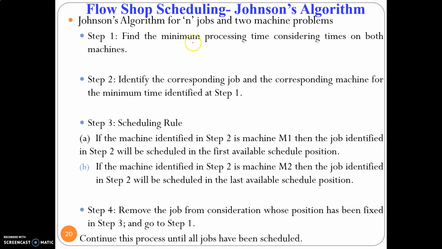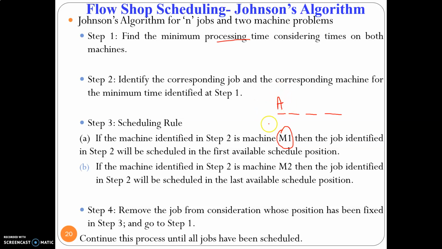Step 1: out of these 2 machines, we have to find which job has the minimum processing time. In both the machines, let me repeat, out of the n jobs, which has the minimum processing time. Then if the minimum processing time occurs in machine 1, assign the job to the start of the sequence.